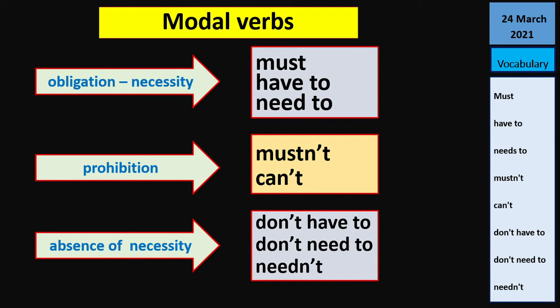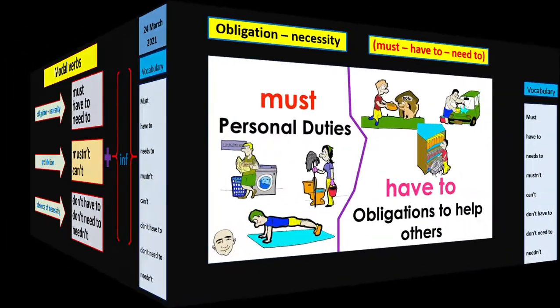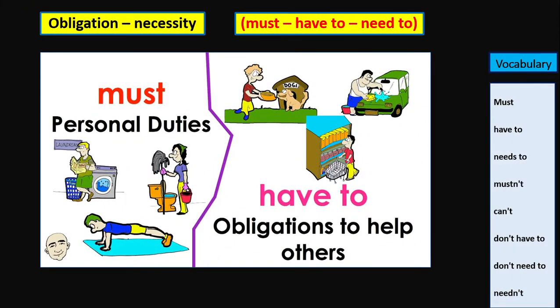So this is the use of the modal verbs. The first group is must, for obligation, prohibition, and absence of necessity. You should know that after the modal verb, we use the verb in the infinitive form, verb 1, or the base form of the verb. Let's talk about this one in more detail. Here we have must. We use must for personal duties that you must do every day. You must clean your house every day. You must, for example, read every day. So we use must for personal duties.